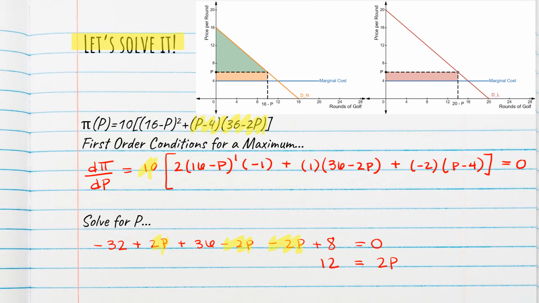Phew, we're almost there. We divide both sides by 2, and we get that the optimal per unit price for a round of golf is $6. So we've solved. If we're looking at our picture up top here, we solved for that P, it's 6. But we're not done yet.